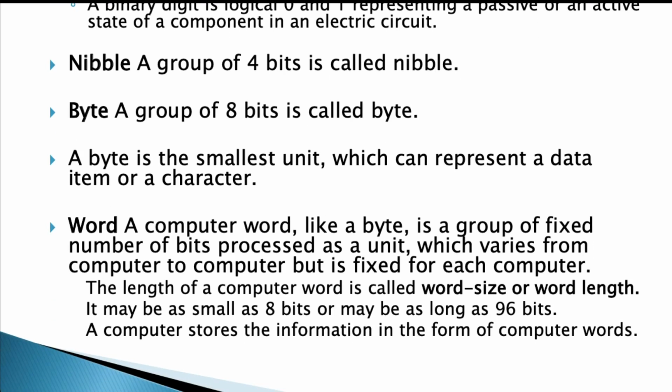Then you have words. A word, like a byte, is a group of a fixed number of bits processed as a unit. It can be 8 bits, 96 bits, and so on. Obviously a computer will store information in the form of words.